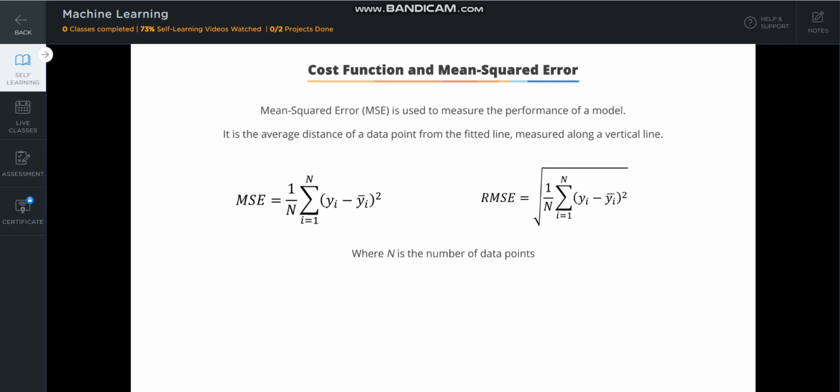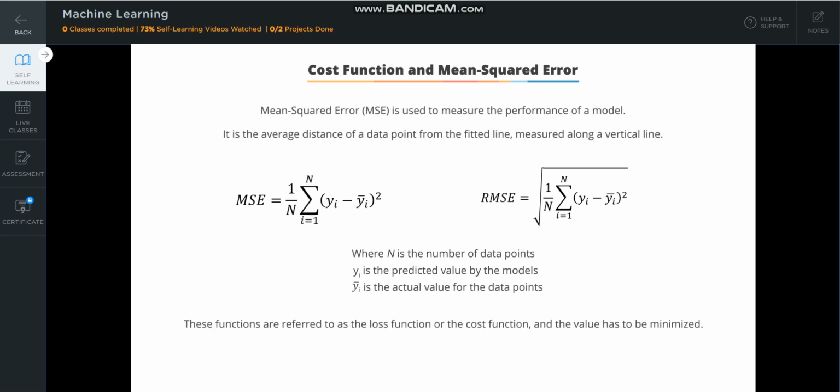Where n in the equation is the number of data points, yi is the predicted value by the model, and yi underscore is the actual value for the data point. These functions are called the loss function or cost function. Cost function is a value that has to be minimized. In the next screen, we'll discuss how to use gradient descent to reduce the loss function.